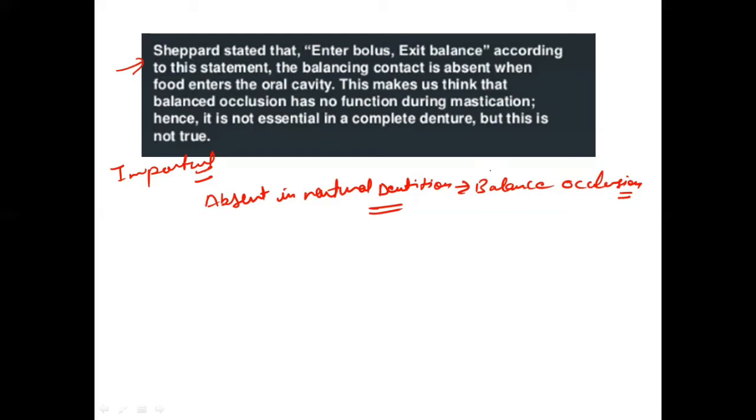Okay. So Sheffield stated: enter bolus, exit balance. So what is it? According to this statement, the balancing contact is absent when food enters the oral cavity, because we have to chew from one side. There is absence of balanced occlusion. This makes us think that balanced occlusion has no function during mastication. Hence, it is not essential in a complete denture. But this is not true. Why is this not true?